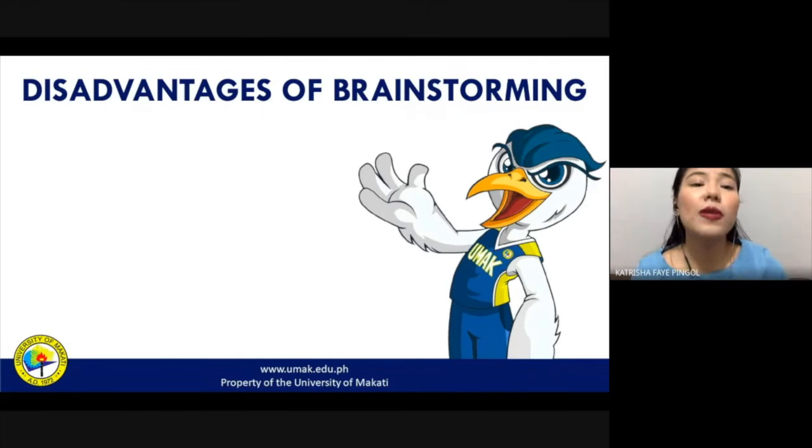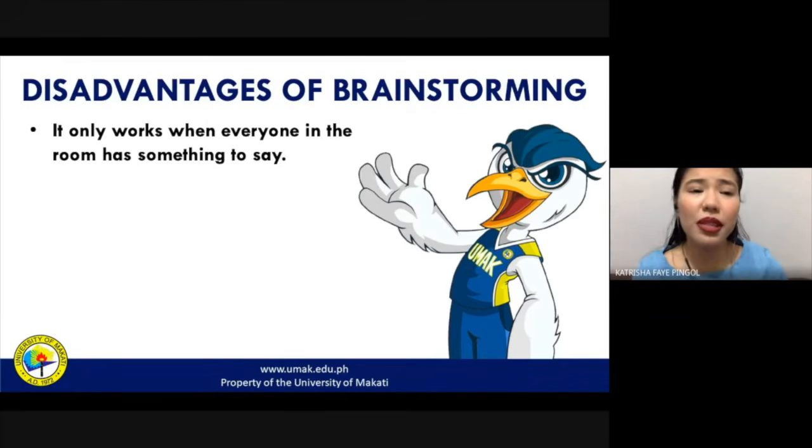All right, but there are also disadvantages to brainstorming. The first one is that brainstorming only works best when everyone in the room has something to say. If it is just you, then it might be difficult. If the information is only coming from one person, then it might be difficult to actually come up with a variety of interpretations, an assortment of ideas, an assortment of thoughts.